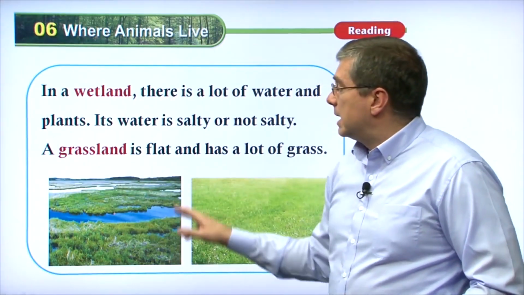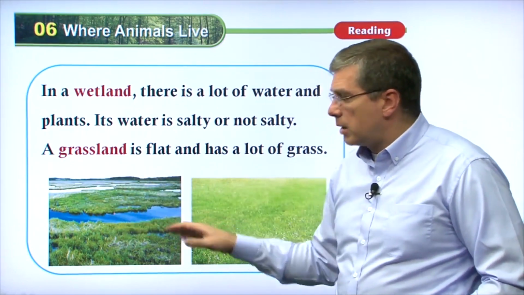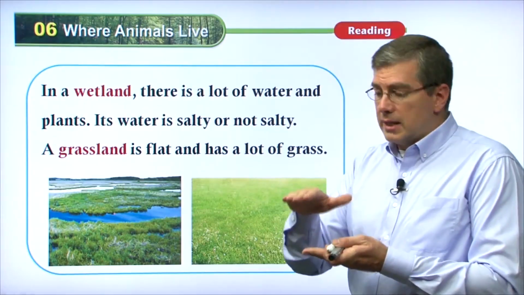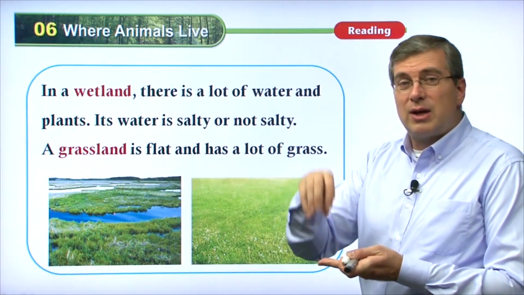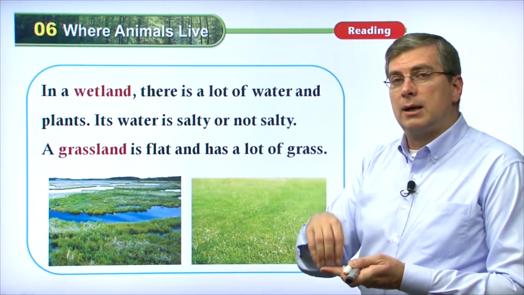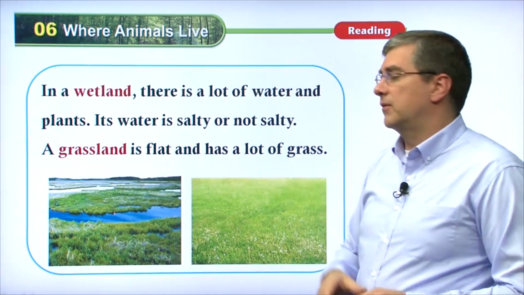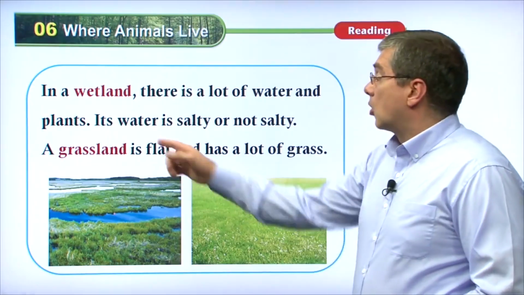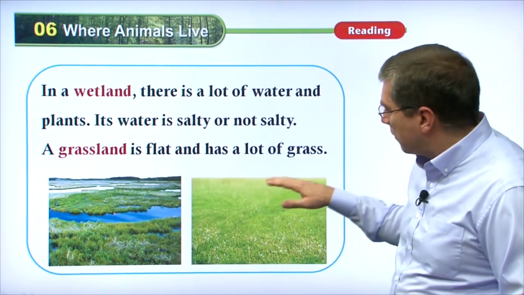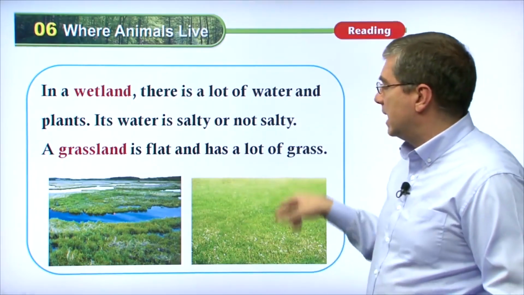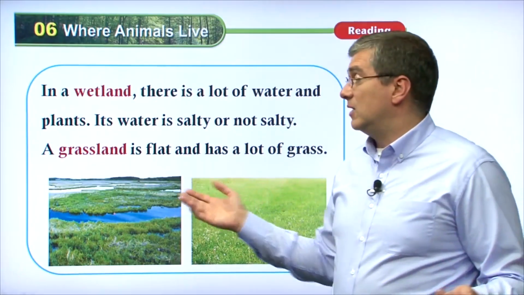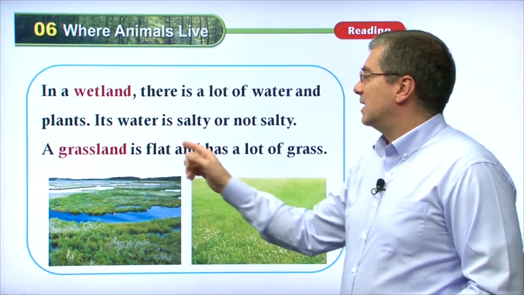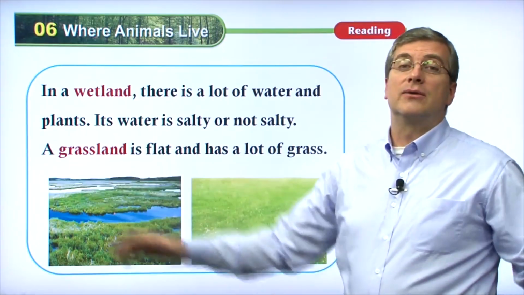Okay, so a wetland is an area that's covered with water, but the water isn't very deep. That's a very important part of a wetland. So it's not very deep, so the plants can reach down and grow off the ground that's just under the surface of the water. And that, of course, is what we call a wetland. A grassland is flat. You can see for a very long ways. It, of course, has a lot of grass. If it didn't have grass, it wouldn't be called a grassland. So a grassland is flat. It has a lot of grass.